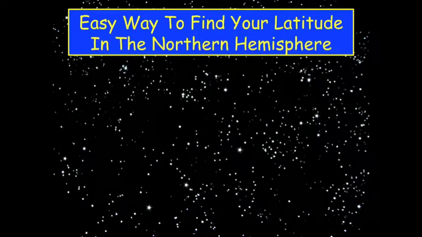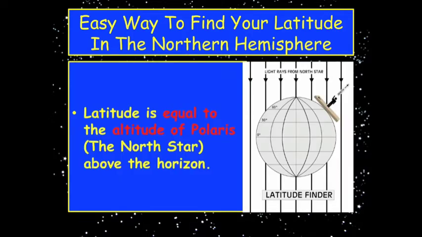Now, here in the northern hemisphere, we have a very easy way to determine our latitude, and it's based off of a star that's very important we're going to learn a lot about throughout the rest of the year. Our latitude is exactly equal to the altitude of Polaris, which is the North Star.